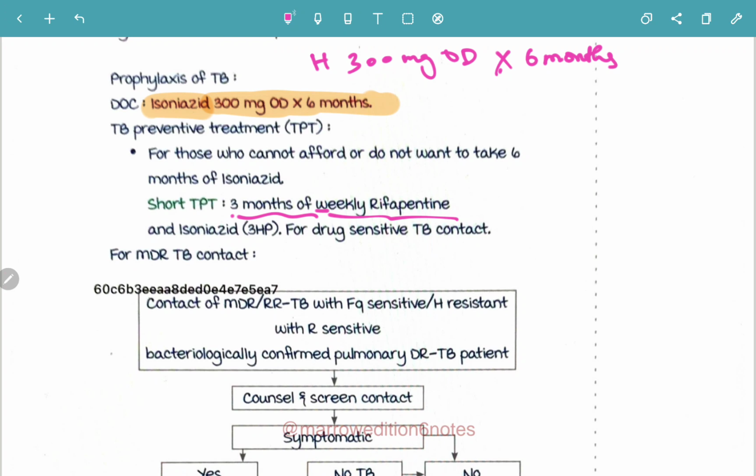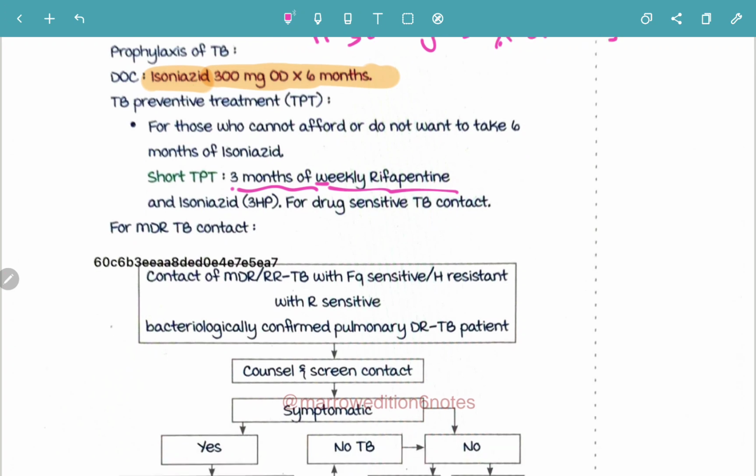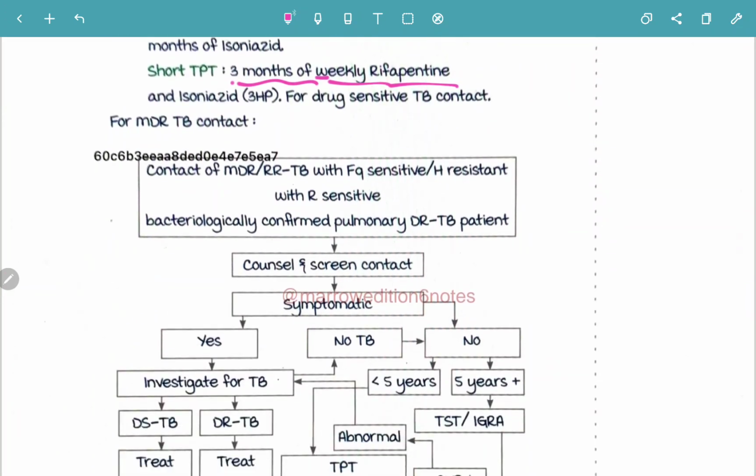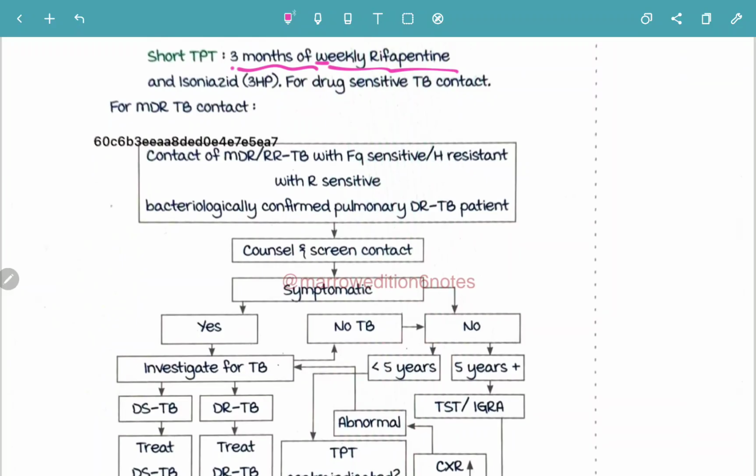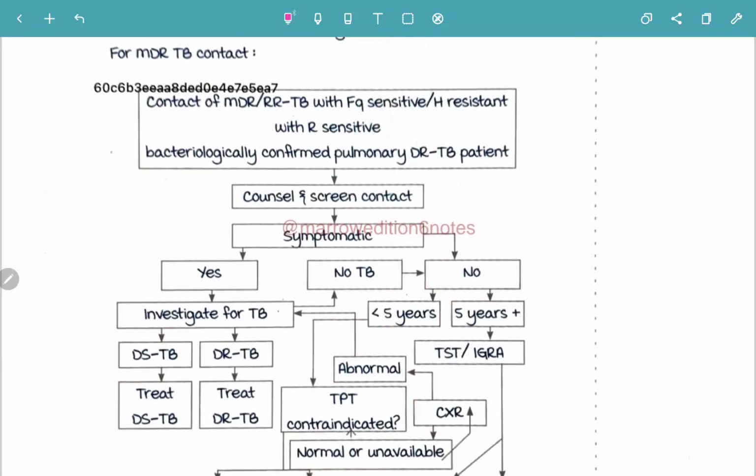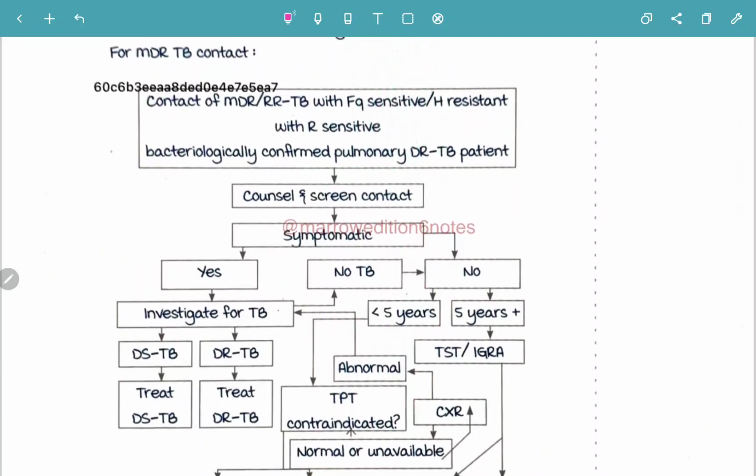Rifampicin or isoniazid for drug sensitive TB contact, and for MDR TB contact, we give the same thing. For a bacteriologically confirmed pulmonary drug resistant TB patient, we should counsel and screen contacts. We should counsel and we should investigate for TB.